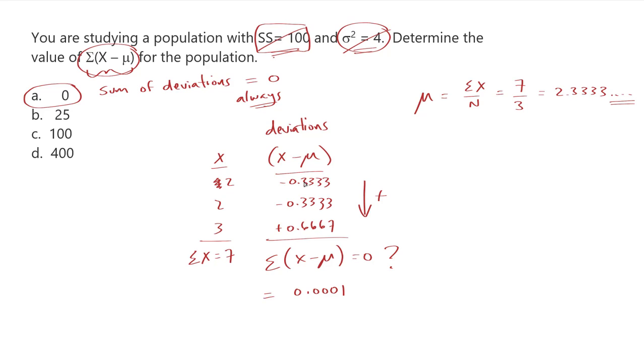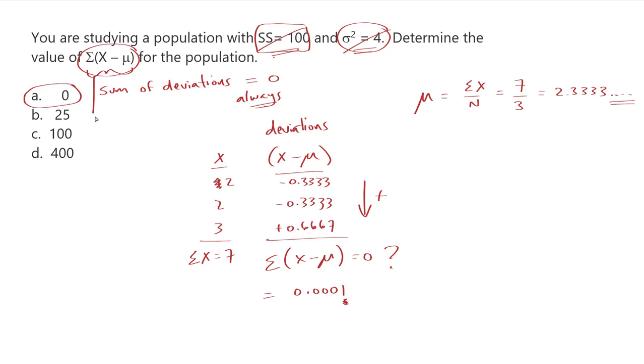I stopped at 0.3333, but this keeps going. Here this would be 0.666666, and so on, but I had to stop at some point, so I rounded off to 4 decimal places. This is just a little bit of a rounding error. No matter what set of numbers you have, and no matter how many numbers you have, once you find your deviations and sum them up, you're going to get either 0, or, because of some rounding error, very, very close to 0.